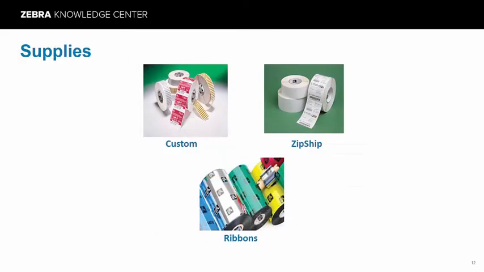Supplies are an important part of the industrial printer offering. Zebra offers a wide variety of supplies that are designed specifically to get the most out of our industrial printers. We offer in-stock, ready-to-ship labels commonly referred to as zip ship, as well as custom labels. Supplies also include ribbons and RFID media. It's very important that customers use supplies that are appropriate for their printer.